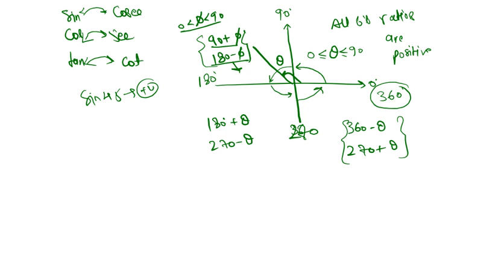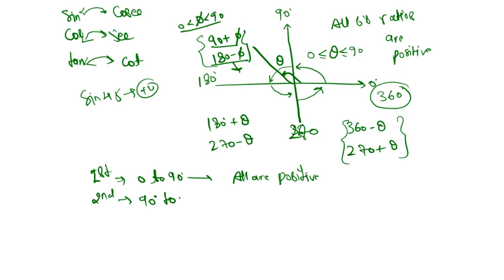So keep in mind, whenever we are dealing with the first quadrant, meaning 0 to 90 degrees, you always keep in mind all are positive. All are positive means all six ratios are positive. And when we are dealing with the second quadrant, meaning 90 degrees to 180 degrees, in this only sine and cosec will be positive. Others will be negative.